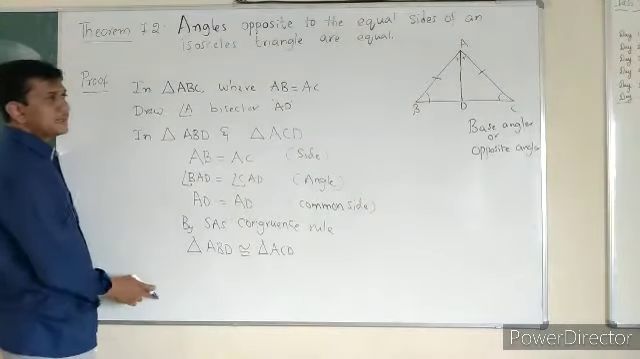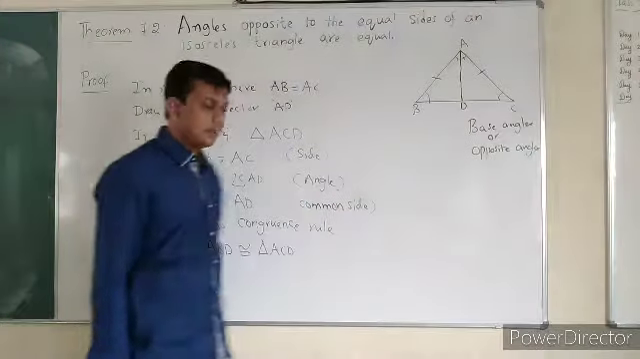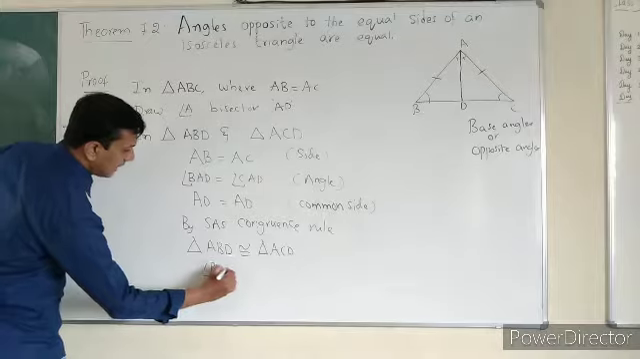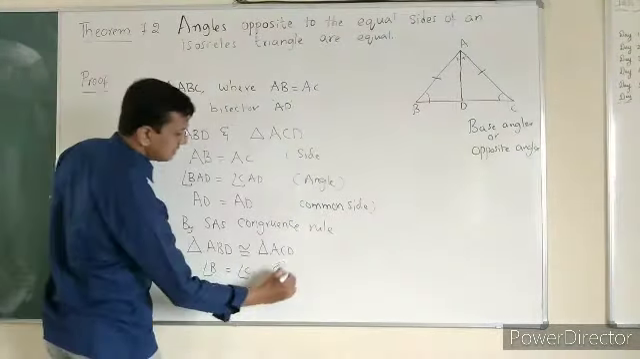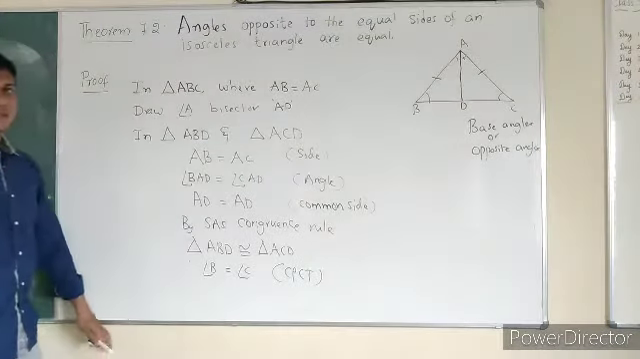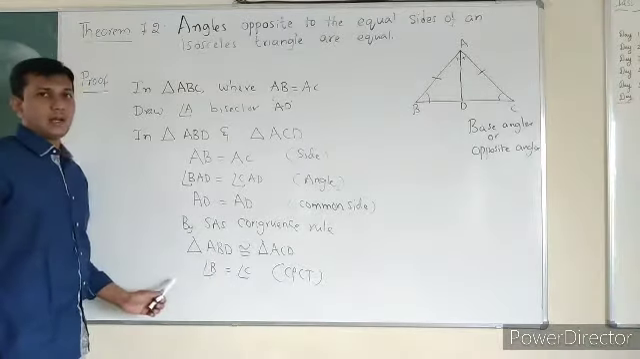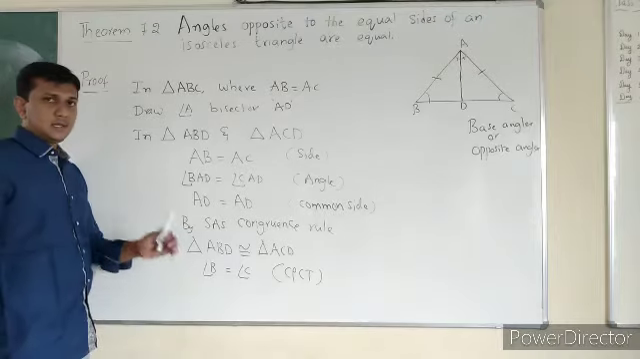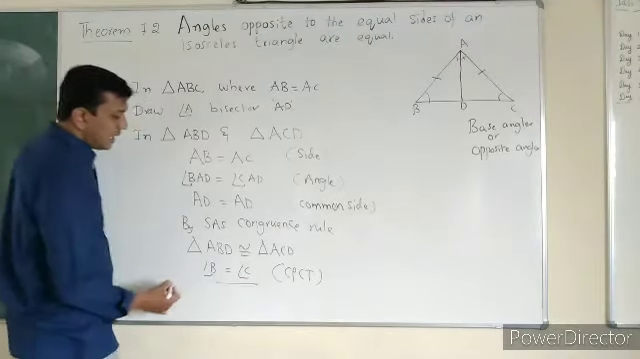Once they are congruent, can I say that angle B is equal to angle C? Yes. Therefore, I can say that angle B is equal to angle C. Why? Because of the CPCT rule that we have followed: corresponding parts of congruent triangles are equal. Once two triangles are congruent, their corresponding parts are also equal. Corresponding parts in the sense sides as well as angles. So this is the proof we require.